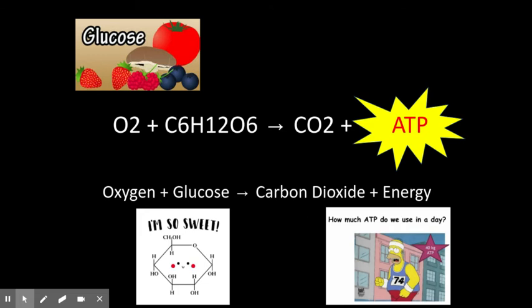There's an equation here that you do need to know. The equation here is O2, which is oxygen, plus C6H12O6. This is glucose. Makes, so in math you use an equal sign, in science you use an arrow. It basically means yields or gives you or makes or produces CO2 and ATP.